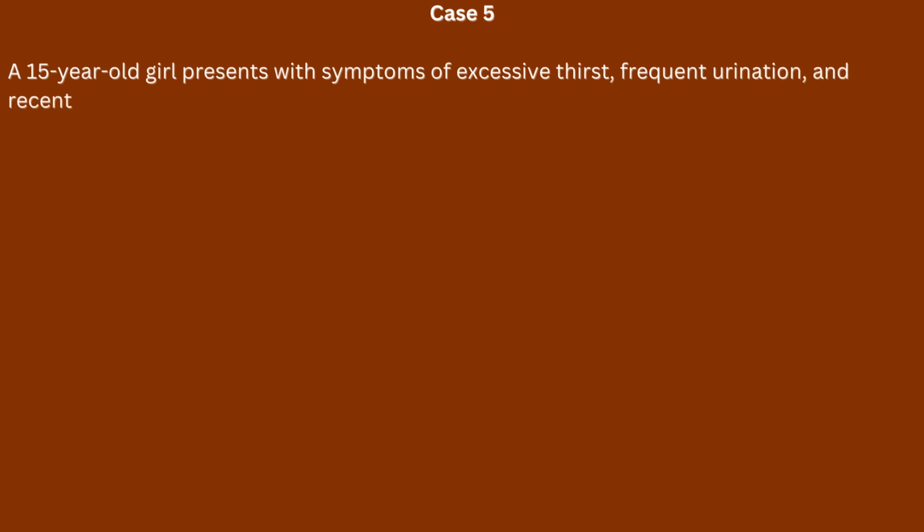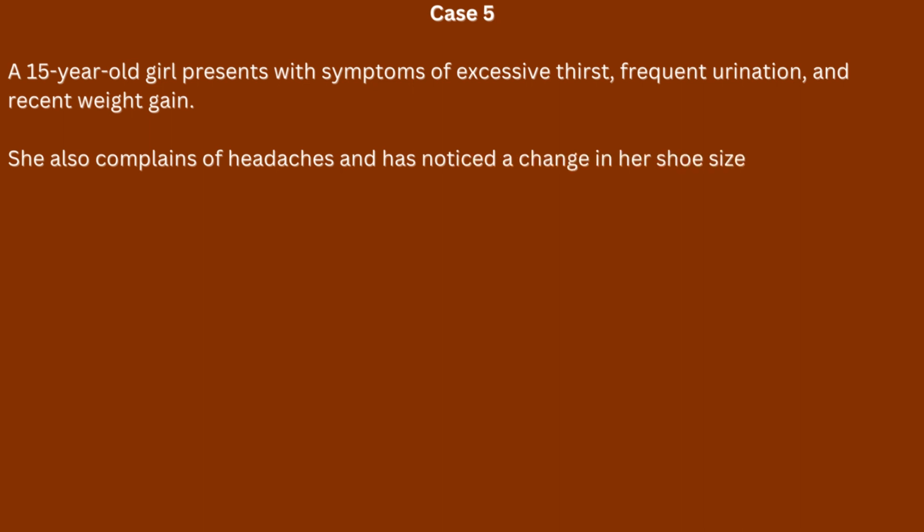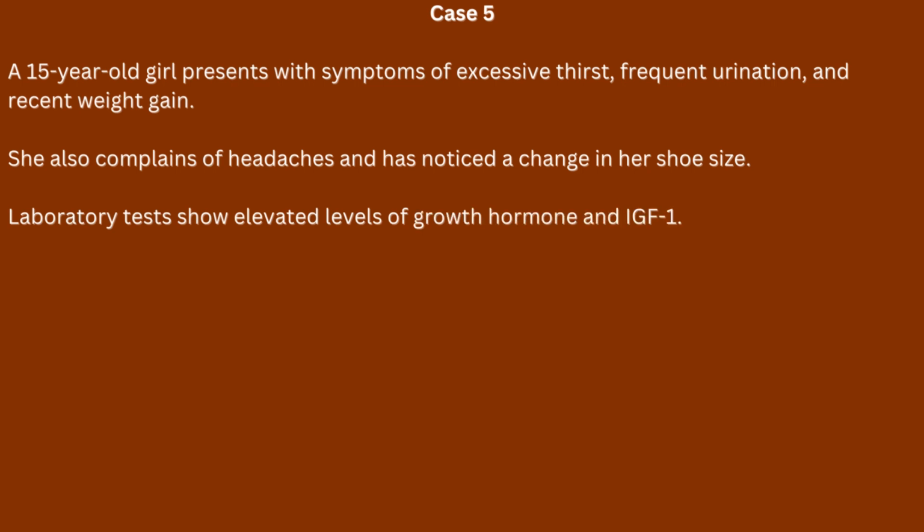Case number 5. A 15-year-old girl presents with symptoms of excessive thirst, frequent urination, and recent weight gain. She also complains of headaches and has noticed a change in her shoe size. Lab tests show elevated levels of growth hormone and IGF-1, or insulin-like growth factor 1.